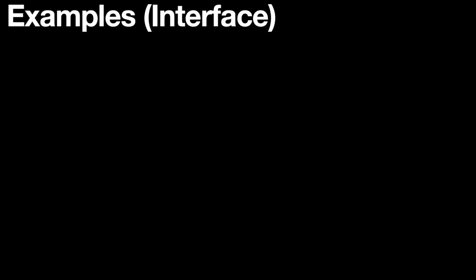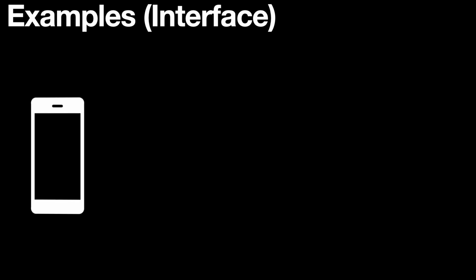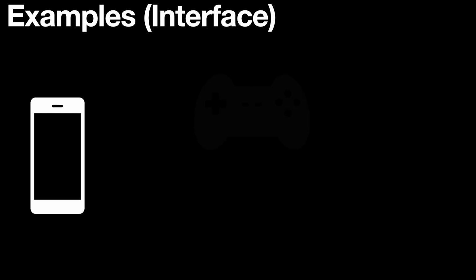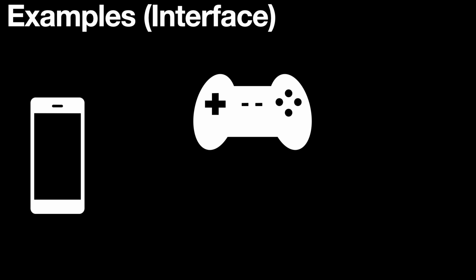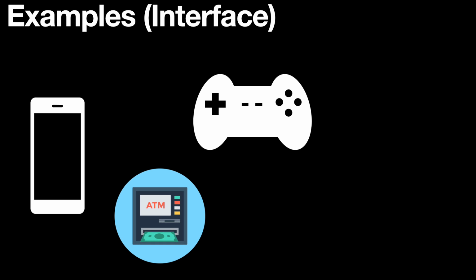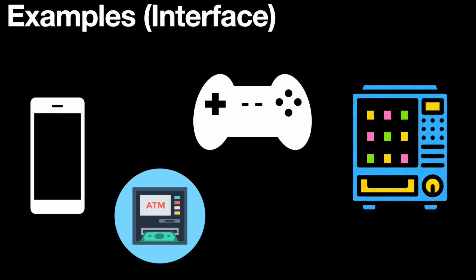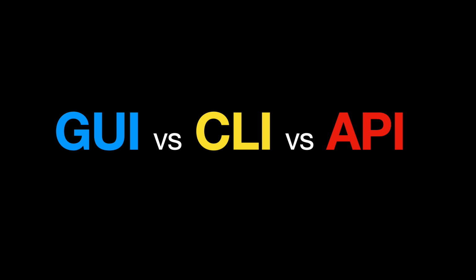Let's see some examples. A cell phone has an interface. The buttons and the touch screen allow to control the device. A video game controller allows us to give instructions to our video game console to play. An ATM allows us to access the banking system to make payments, transfers, and other services. A vending machine allows us to buy products. In all these examples, one of the systems is us, the users, and the other system is one of these devices. Now we are going to study the three most common types of interfaces in computing.